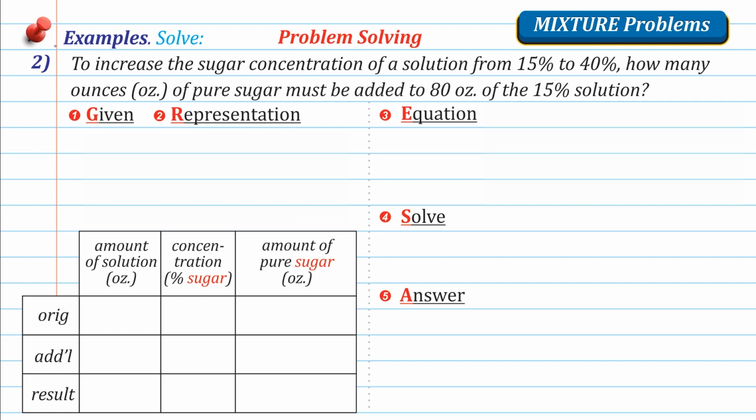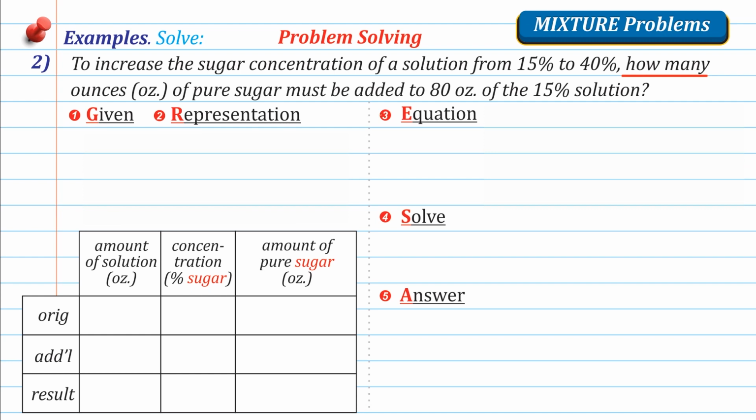Let's answer example number 2. Please follow as I read the problem. To increase the sugar concentration of a solution from 15% to 40%. So, tumaas ang concentration galing sa 15% originally to 40% final concentration. Now, the question is, how many ounces, that's in OZ, of pure sugar must be added to 80 ounces of the 15% solution? Now, of course, we should be guided by GRESA, given, representation, equation, solve, and answer, so that we can be better equipped to solve the problem.